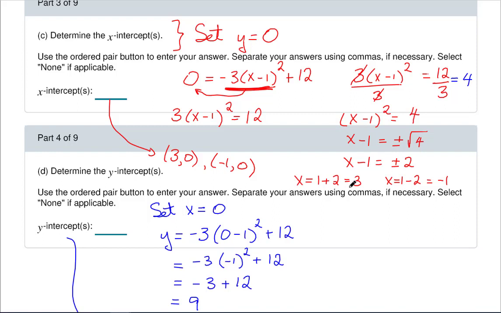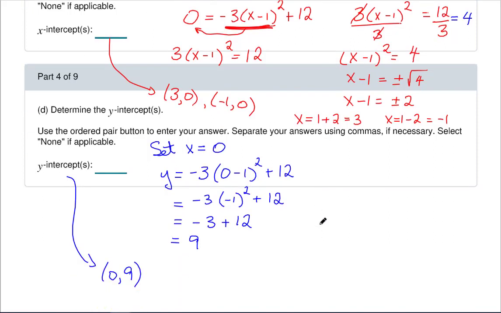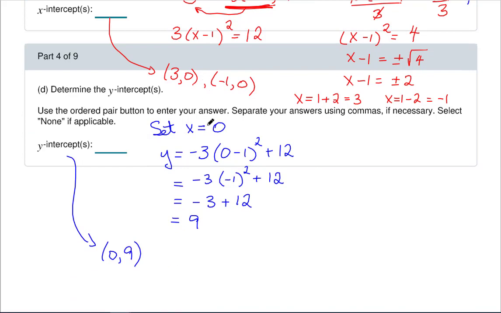1 plus 2 is 3, and 1 minus 2 is minus 1. And so the points are then (3, 0) and (minus 1, 0). So if you go back and look at the graph, you'll see we plotted those. And to look for the y-intercepts, well, you just set x equals 0 and calculate y.